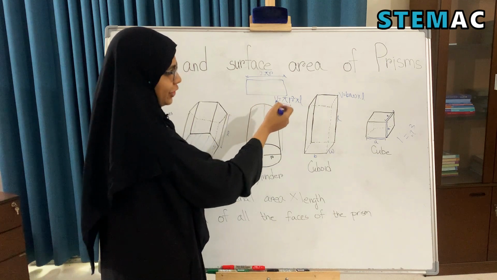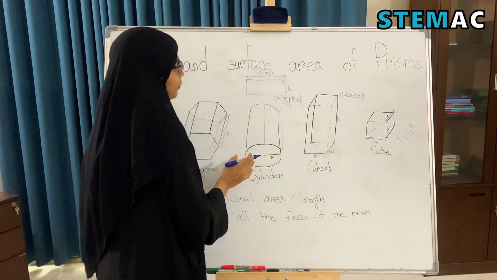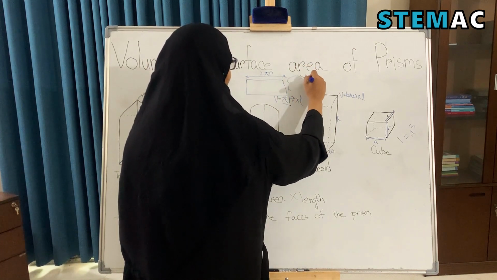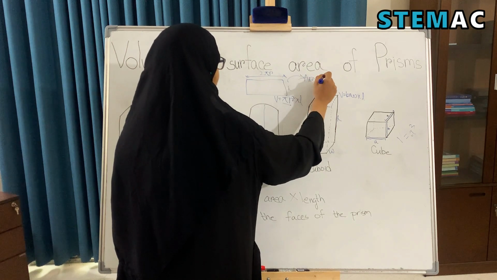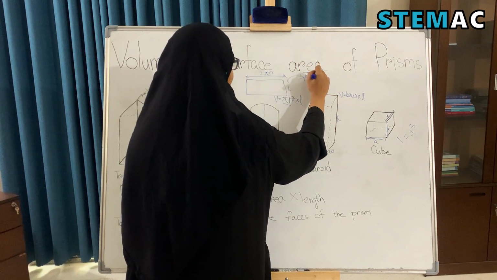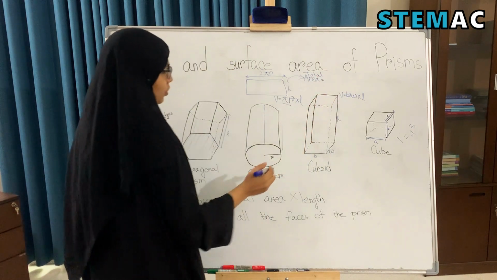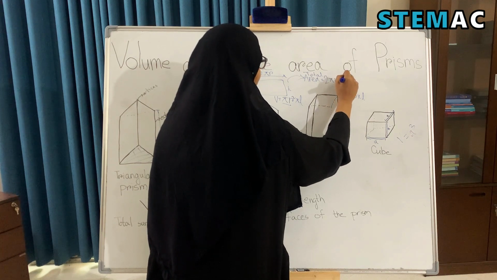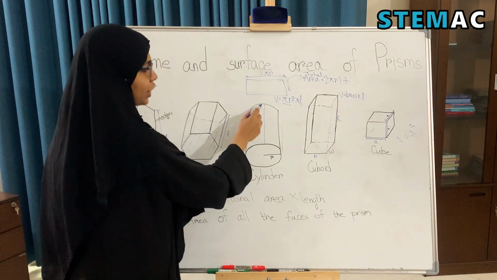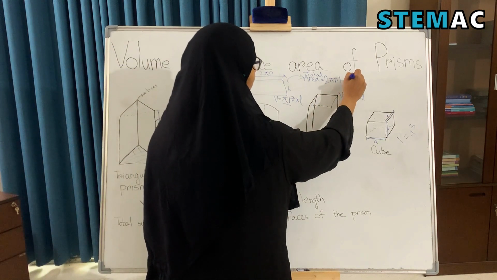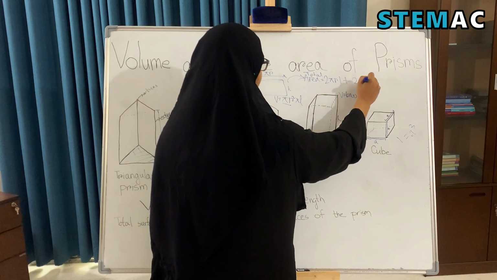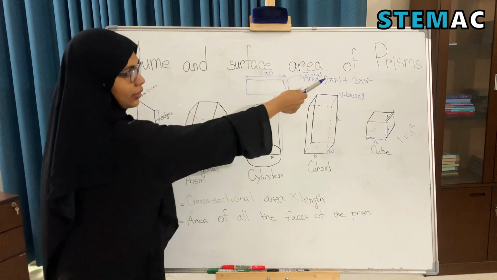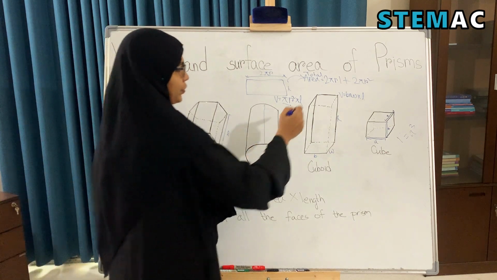Sorry, my proportion is not right. Let's say this length is L. So the total surface area of the cylinder equals 2 pi r L plus the two circles at the front and the back, 2 pi r L plus 2 pi r square, because one circle has an area of pi r square, so two circles would have an area of 2 pi r square.